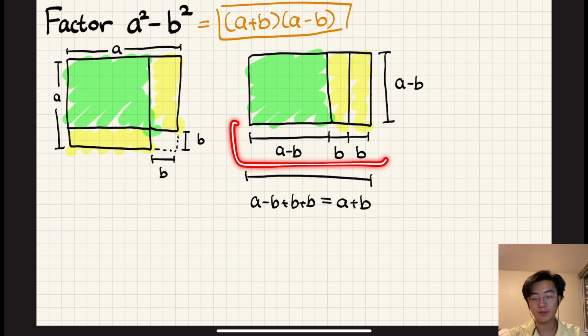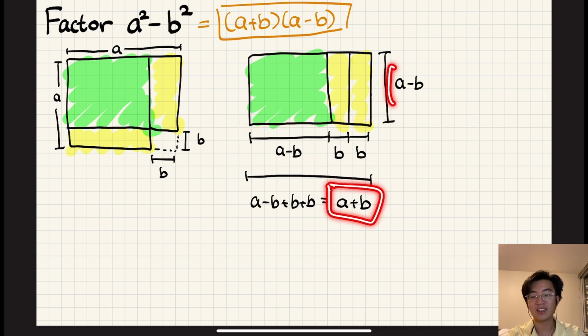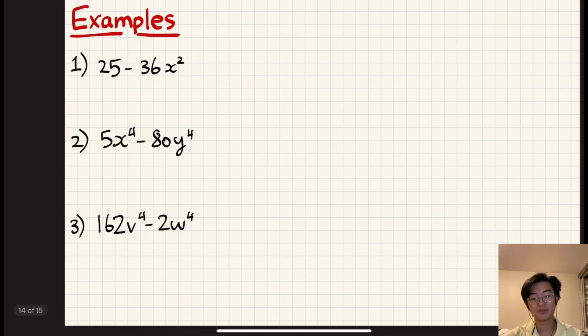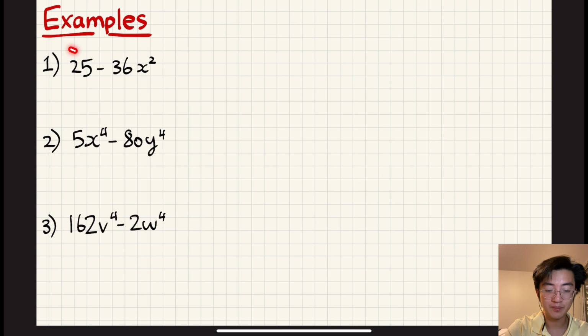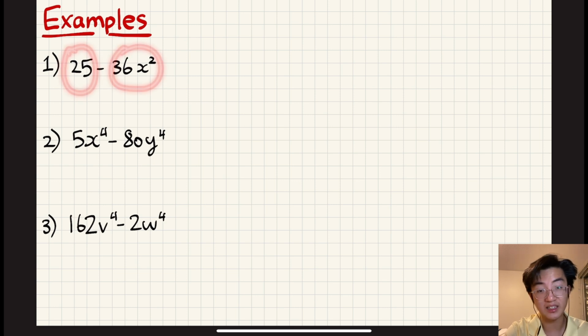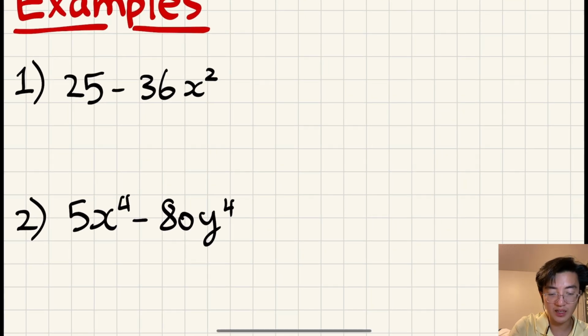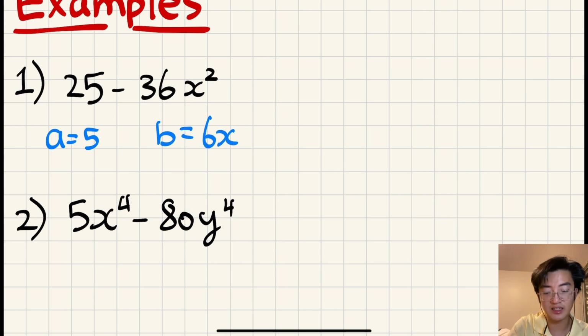When we add this bottom length up, we get a plus b. And this height has always been a minus b, right? Because it's the square's default length. And yeah, that's all there is to it. So now in practice, we notice that we have two perfect squares here again. 25 and the 36x squared. The square root of 25 is 5. Square root of 36x squared, 6x.